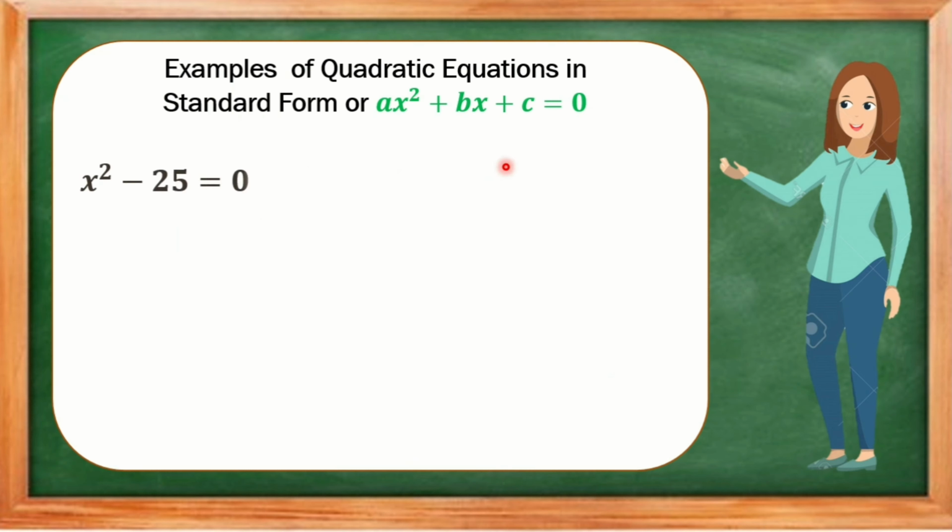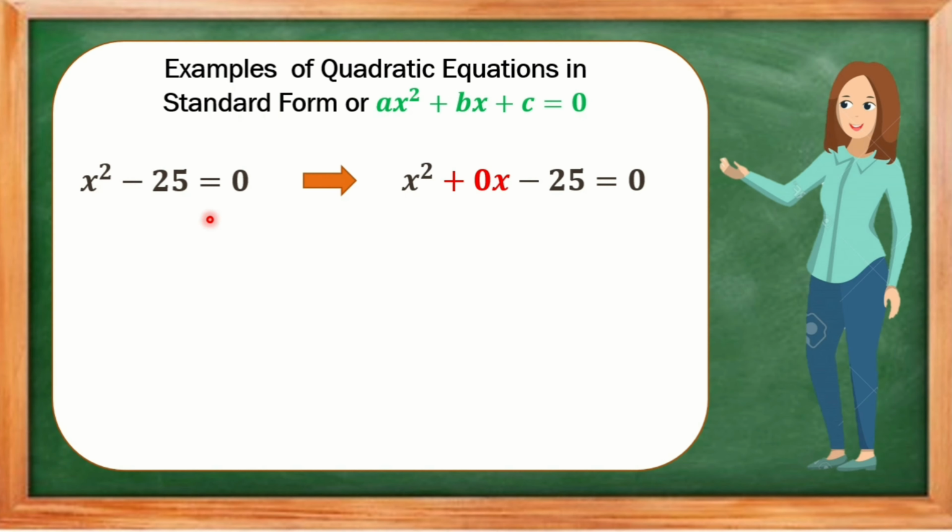Okay, so let's have x squared minus 25 is equals to 0. Ito ay nasa standard form pero meron itong nawawalang term. Tingnan natin ang expanded form ng ating original given. So we have x squared plus 0x minus 25 is equals to 0. Kung mapapansin natin, ang 0x ay ito pala ang linear term. Kapag minultiply natin ang 0 times x, ito ay equal to 0. Kaya dito sa ating original given, hindi natin kailangan isulat ang linear term.